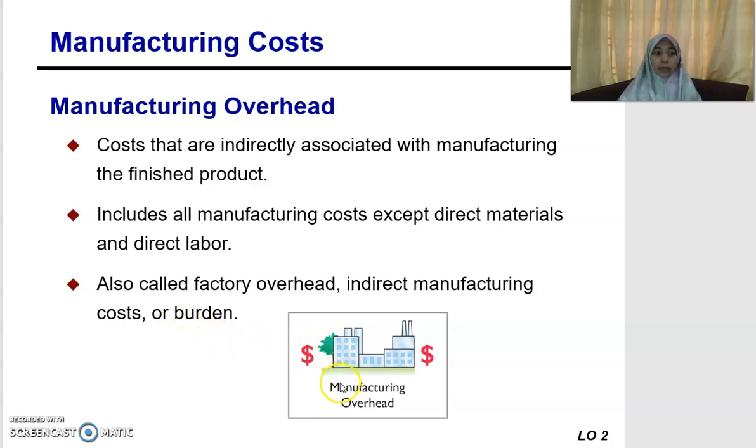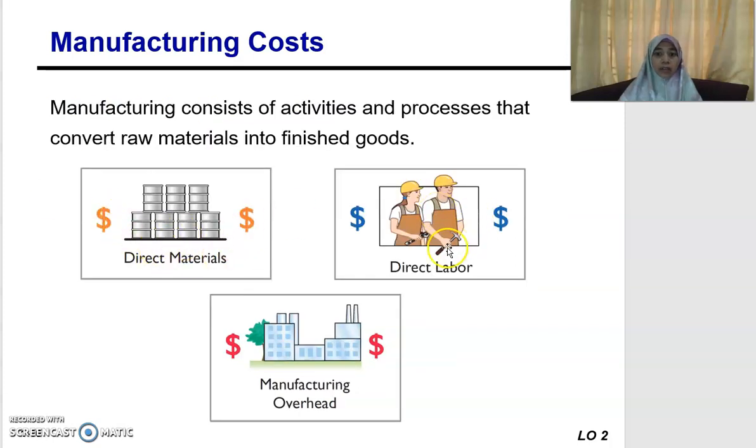Remember the three components that you have: direct material and direct labor. Indirect material falls under the category of manufacturing overhead. What about indirect labor? Indirect labor is also part of your manufacturing overhead. So the three main components of a manufacturing cost are direct material, direct labor, and manufacturing overhead. Hopefully that is clear. Thank you very much.